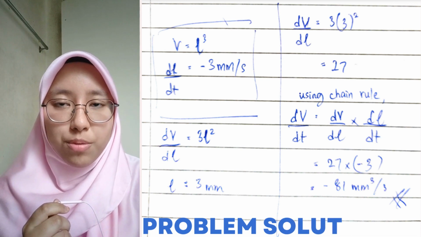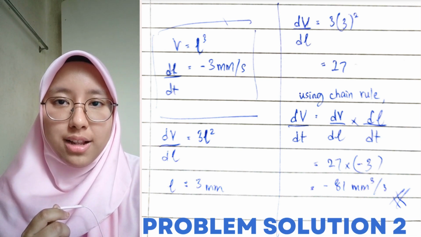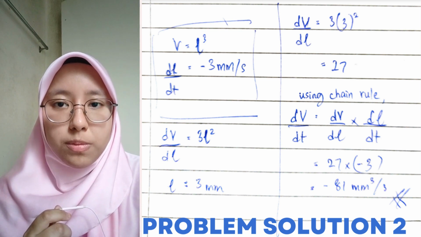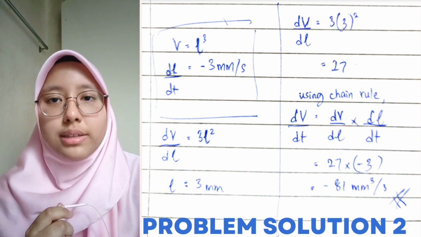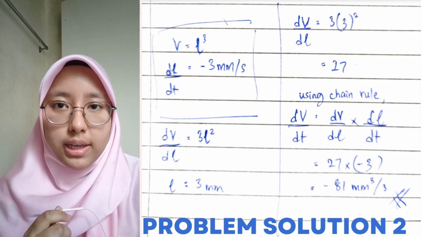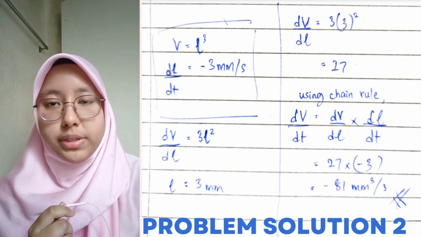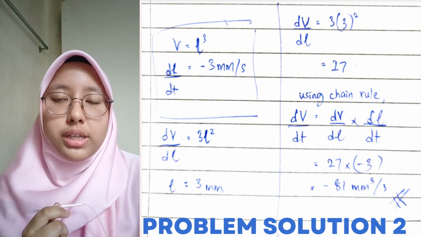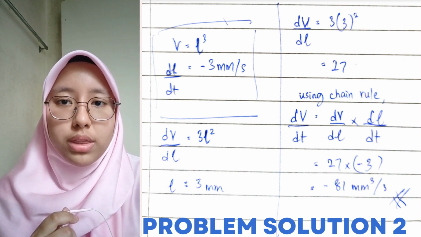The solution for problem 2 is: let the length of the cube be denoted as L. The volume of the cube, V, is given by V equals L cube. Since the sides are decreasing at a rate of 3 mm per second, we write dL over dt equals negative 3 mm per second, where t represents time. The negative sign is there as L is decreasing with time.